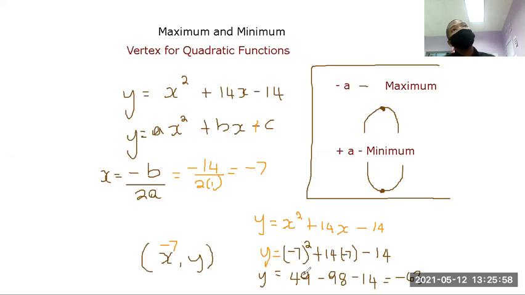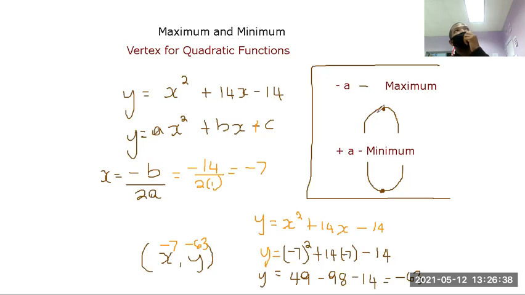So when you put this out, you could use your calculator. Negative 7 squared is 49. Positive 14 times negative 7 is negative 98. And then you have the negative 14. So when you solve that out, you get negative 63. So I could say my vertex is negative 7, negative 63. And that makes sense because it's a minimum. If we're dealing with a minimum, it means that's going to be at the lower part of the graph where the x value and the y values are both negative.